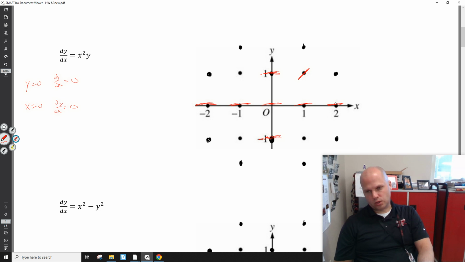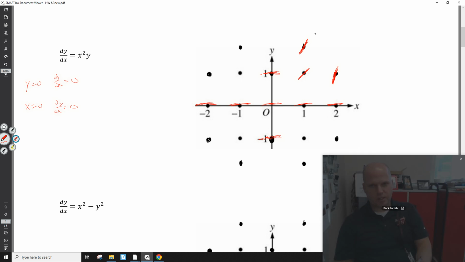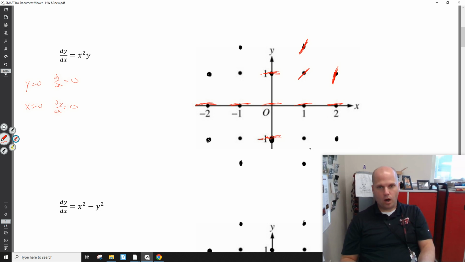2 squared is 4 times 1 is 4, so pretty steep. 1, 2 will be a slope of 2. Sometimes you could stay on a specific column, so stick with when x is 1. You're just going to worry about the y. So y negative 1, y negative 2.